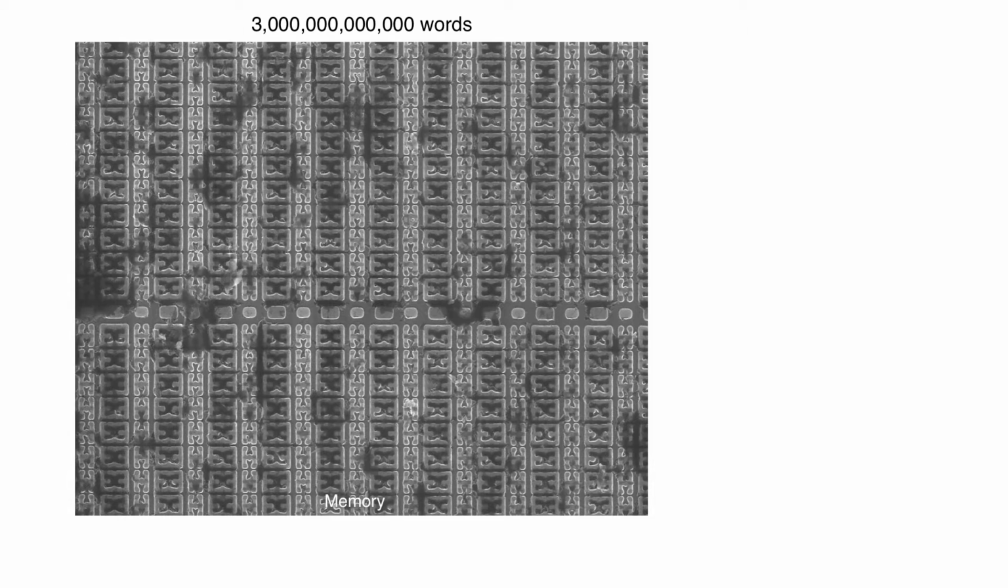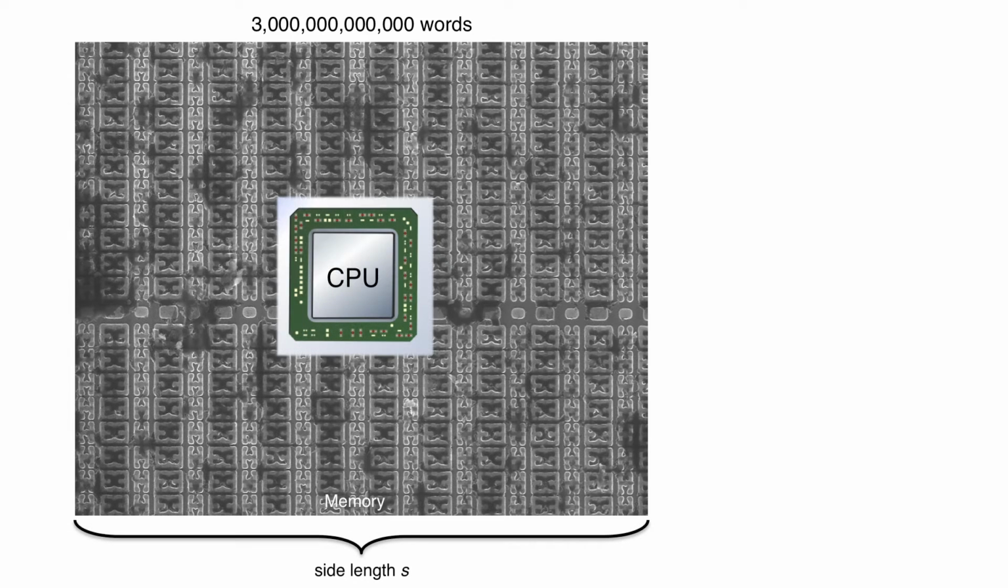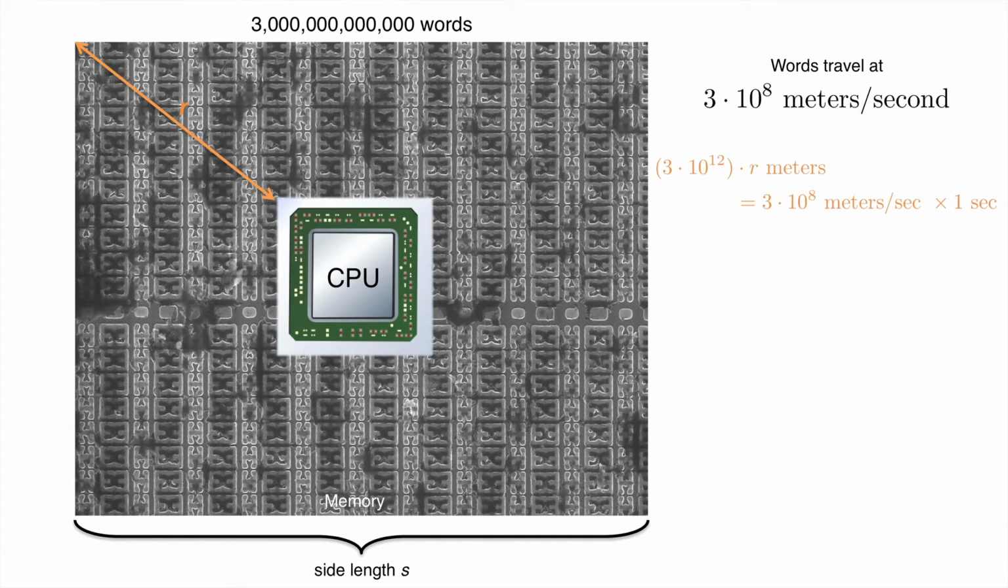Therefore, to build our fast conventional computer, we must build 3 trillion words of memory, typically laid out in a square grid. Suppose the grid has side length s and we put our CPU in the center. Suppose that data travels at the speed of light, and let's call r the maximum distance of a word of memory from the CPU. So r must be about 1/100,000th of a meter. Now the maximum distance from a memory location to the CPU is about half of s. So we have that r is half of s, or s is 2/100,000ths of a meter.